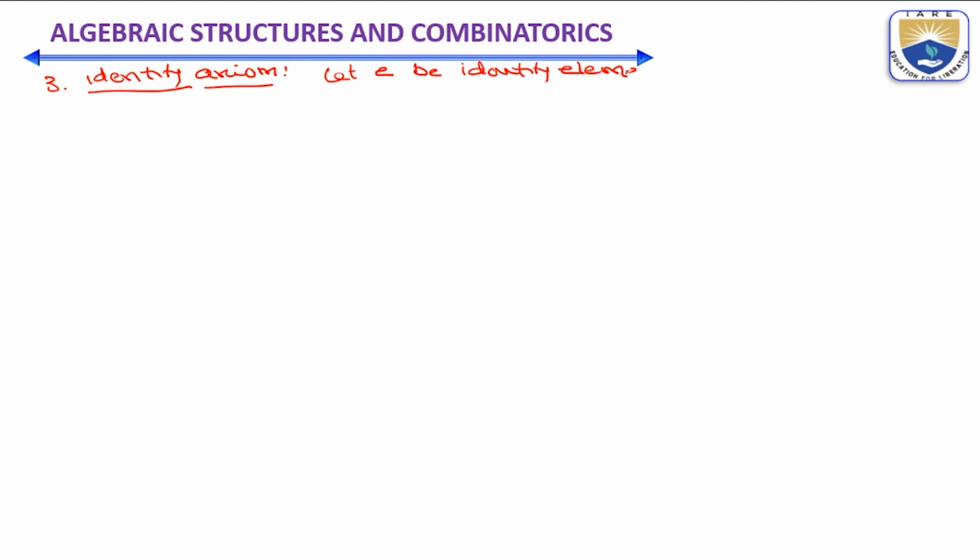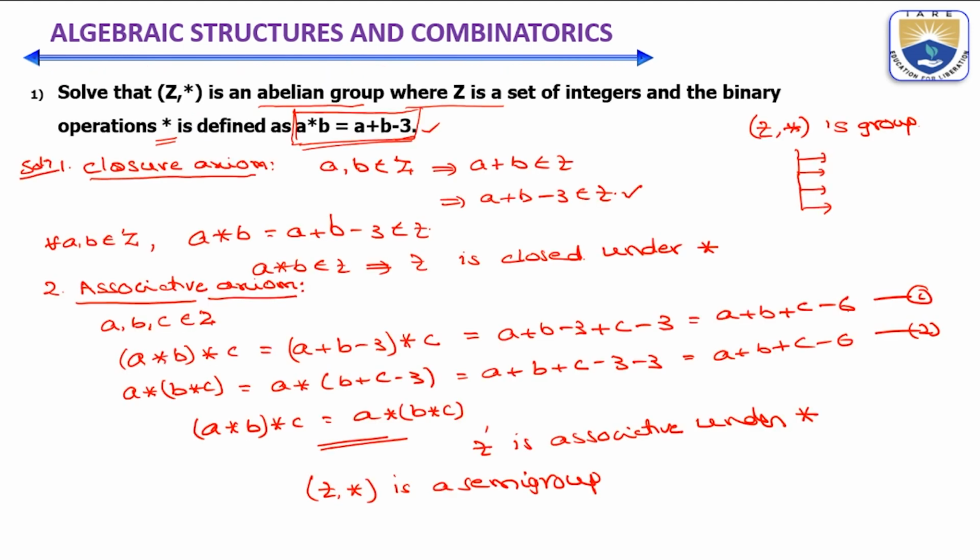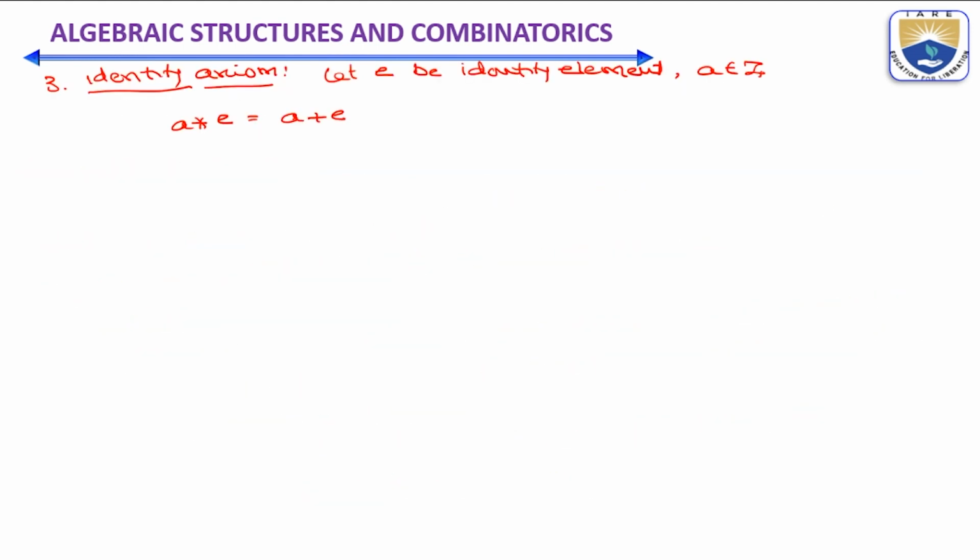Then we are going to consider any element, say A belongs to Z. So now A star E, which is nothing but A plus E. What is that? A plus B, what is this? A plus B minus 3.